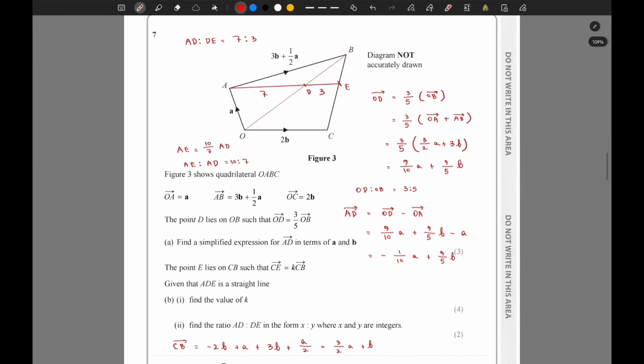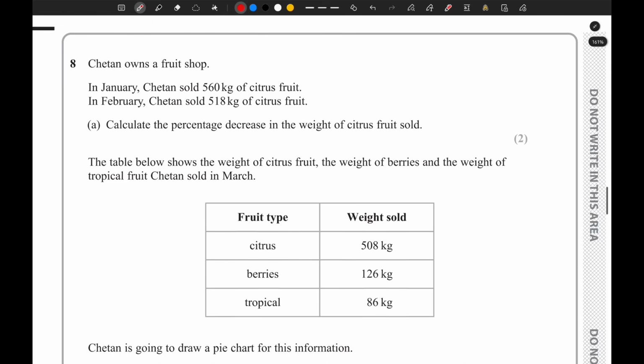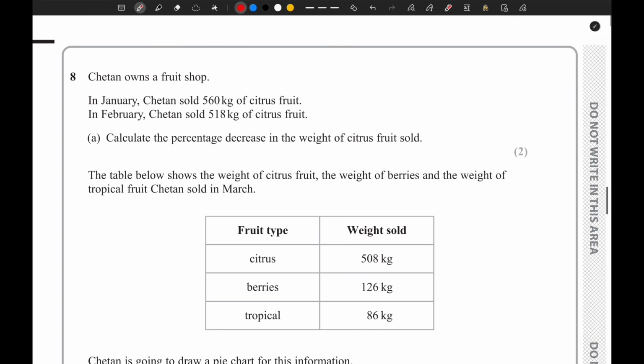And that is it for question 7. Now moving on to the next question of the paper. Chetan owns a fruit shop. In January, Chetan sold 560 kilograms of citrus fruit. In February, Chetan sold 518 kilograms of citrus fruit. Calculate the percentage decrease in the weight of citrus fruit sold.